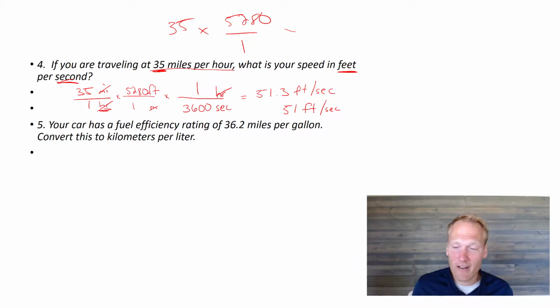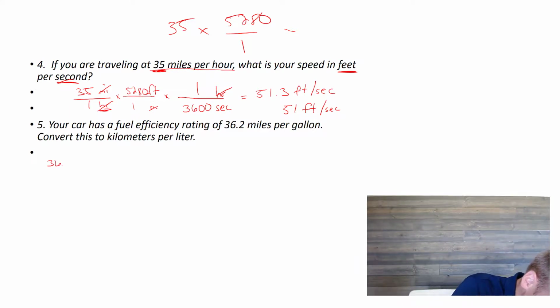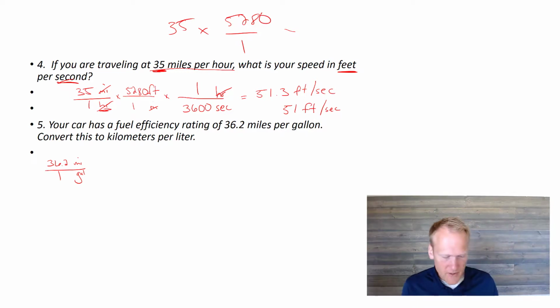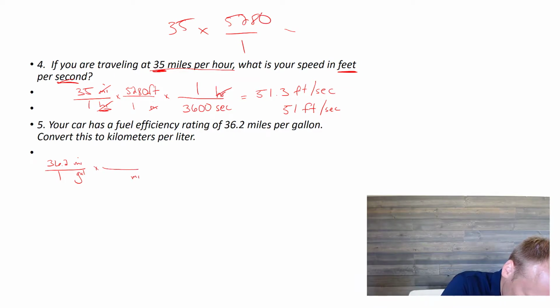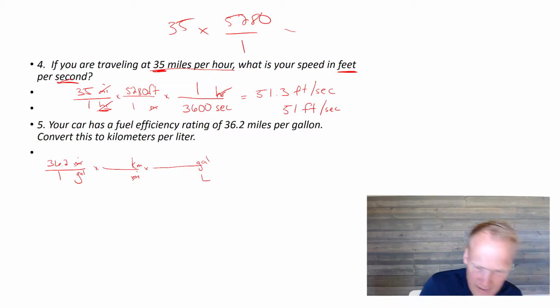Let's do one more here together. We have 36.2 miles per gallon, 36.2 miles per 1 gallon. And it wants us to go to kilometers per liter. So the first thing we want to do is get miles to cancel out and go from miles to kilometers. So now we're in kilometers per gallon. And then gallons down here at the bottom, so gallon's going to go up here at the top. And we're going to put liters down here at the bottom.